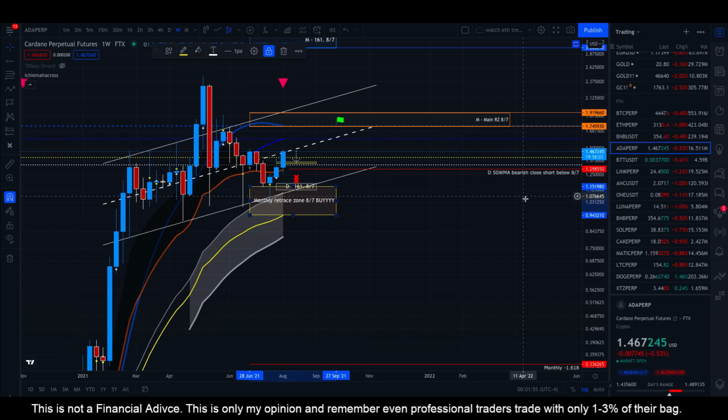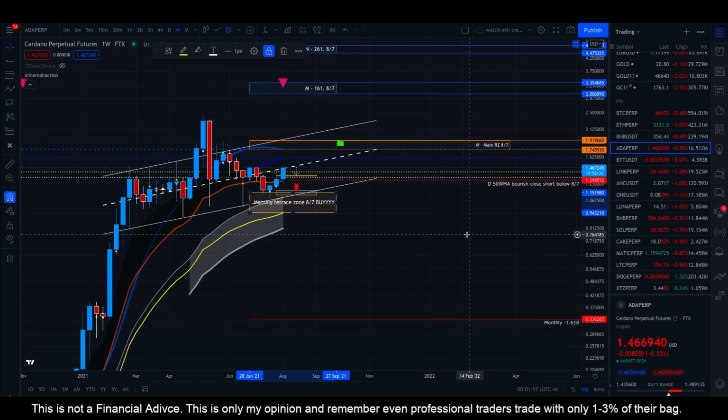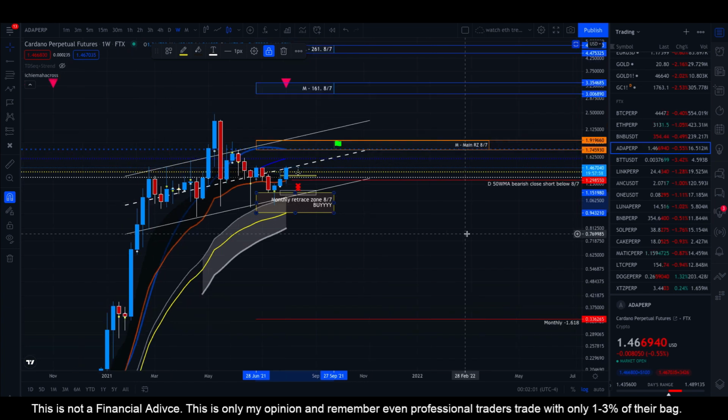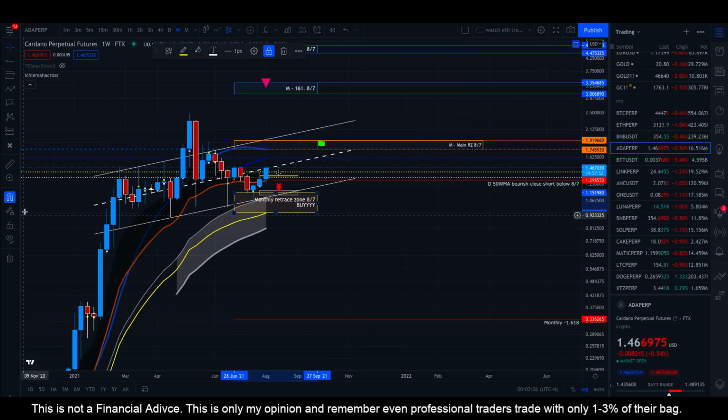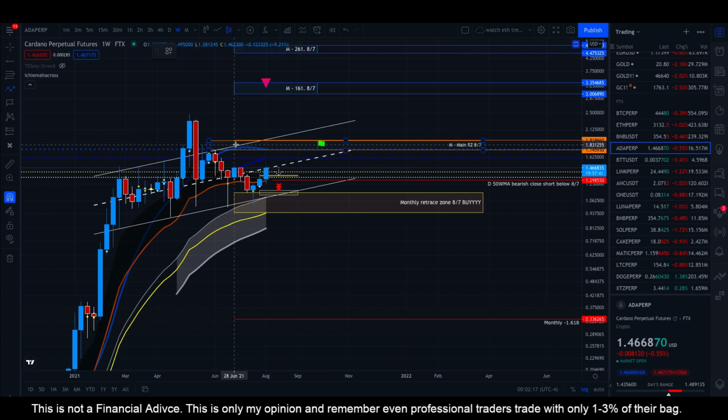So one possible scenario is that we can retrace down from the mid level of the channel to the bottom border of the channel and extend to the 50 EMA, or the bottom border of the box, or the master GP box. Okay, so that's one possible scenario.